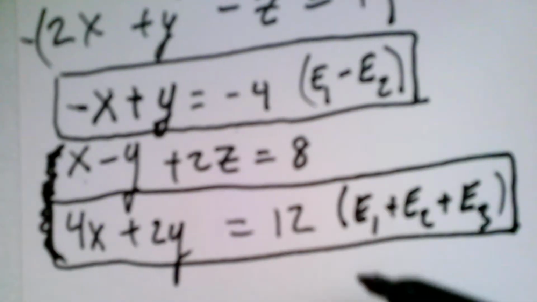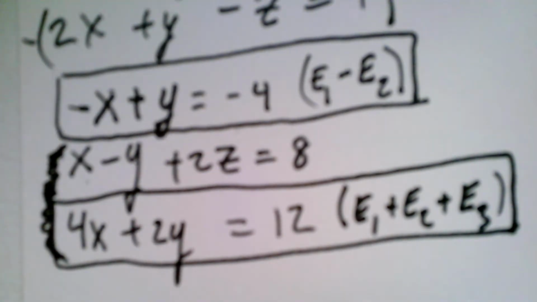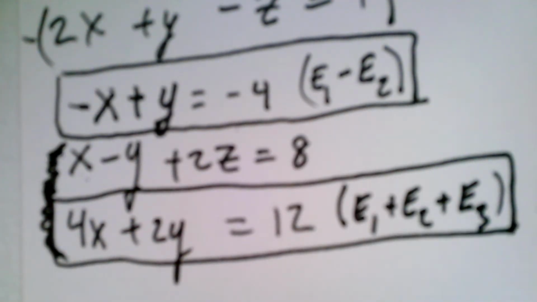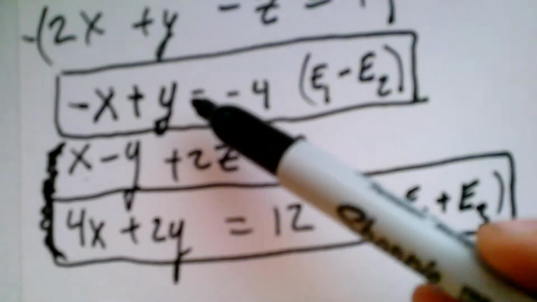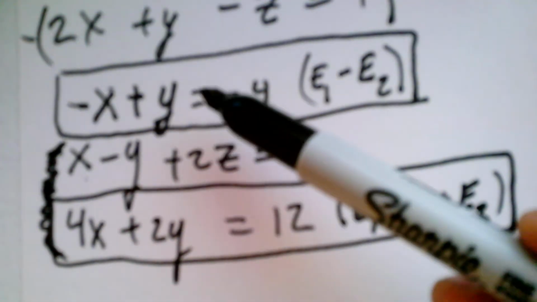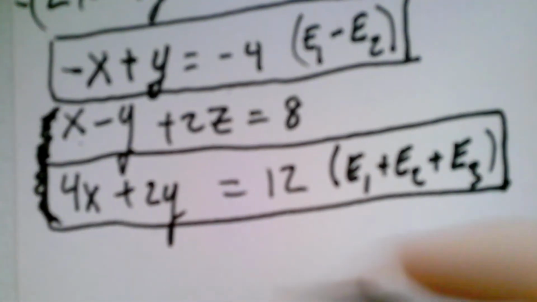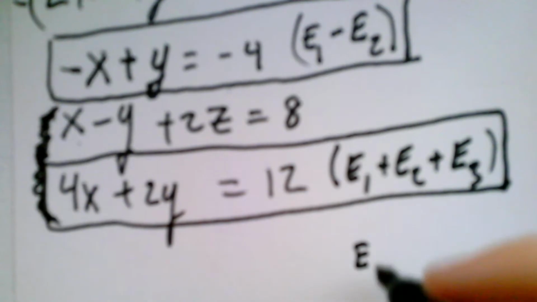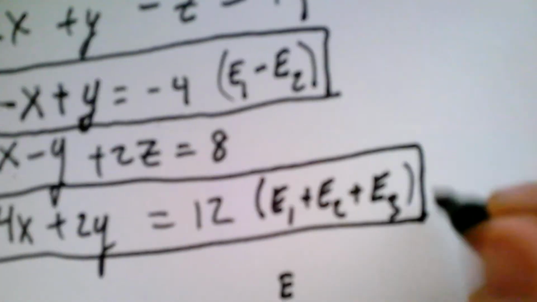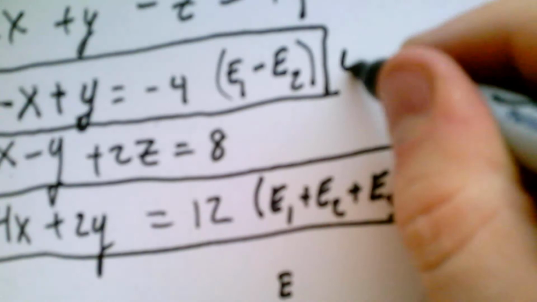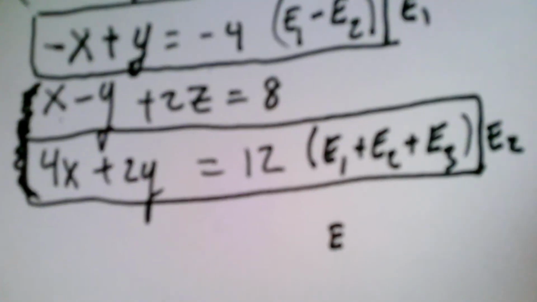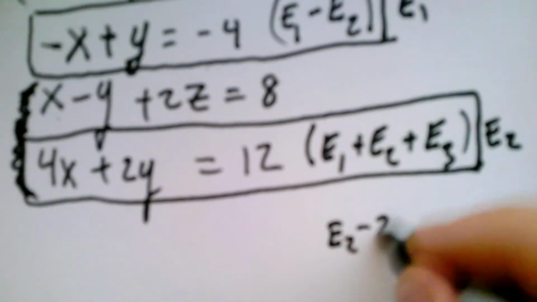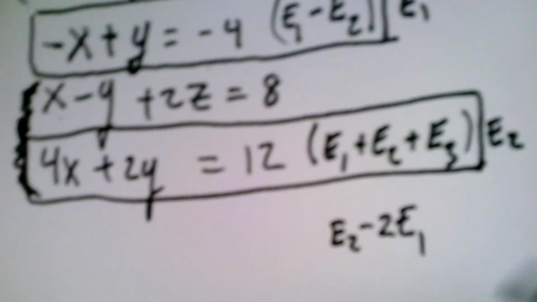Okay, so these two equations, I want to do the same thing I did before. I'm going to use my elimination technique to get rid of one of these x's or y's. I'm thinking that I want to get rid of the y, so I'm going to do this equation minus 2 times that equation. This is my new E2, this is my new E1. So I'm going to do E2 minus 2 times E1, and that'll give me another equation.